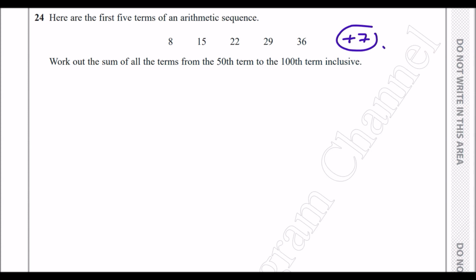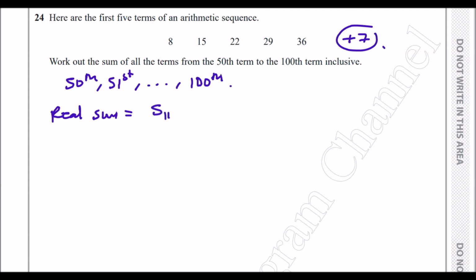Because they want us to find the 50th term, the 51st term, all the way to the 100th term. So we're pretty much adding up every term from there, meaning we're ignoring the first 49 terms. So let's call this the real sum. The real sum is going to be, firstly, find all the 100 terms and then subtract the first 49 terms. That's what we're trying to work out here. Sum of 100 take away sum of 49.